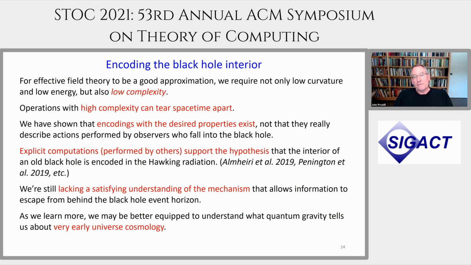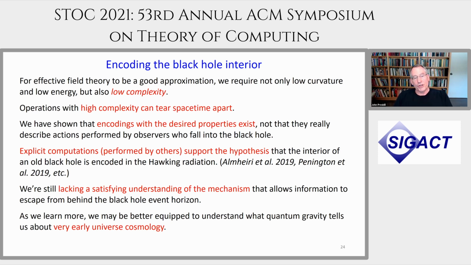So to sum up, physicists often speak of effective quantum field theory as a good approximation to physics, not an exact description, but a good approximation if we consider energies which are not too high, and space-time curvatures which are not too high. But there's an additional tacit assumption that's needed for our usual description of local quantum physics to apply, namely that we limit to operations of sufficiently low computational complexity. If we consider an information theoretic setting and don't worry about complexity, then high complexity operations can actually tear space-time apart, and the semi-classical picture of causality no longer applies.